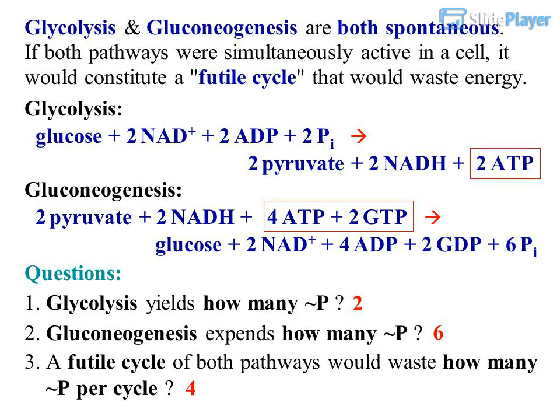Glycolysis and gluconeogenesis are both spontaneous. If both pathways were simultaneously active in a cell, it would constitute a futile cycle that would waste energy.